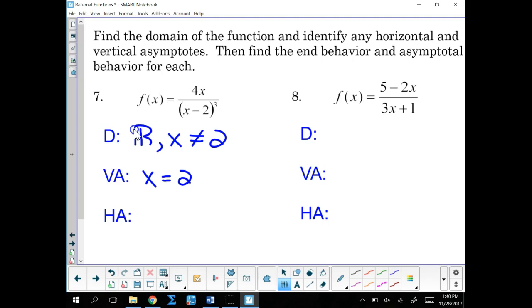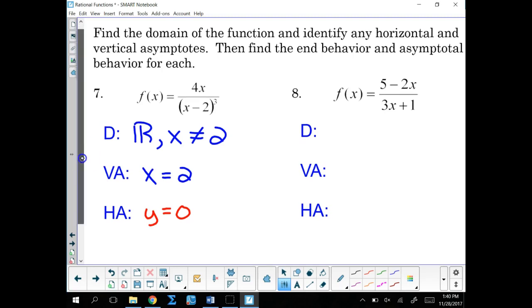Now, what's the degree of the numerator? 1. What's the degree of the denominator? It's 3. Because it's the biggest exponent. Top is 1, bottom is 3. That tells me that my horizontal asymptote is y equals 0.